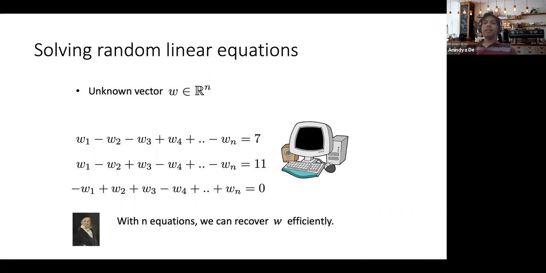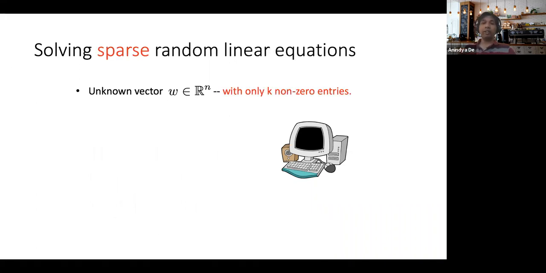Now let's add a twist to this question. What if you had additional knowledge about W, namely that the unknown vector W is k-sparse? By k-sparse, I mean a vector which has only k non-zero entries. Now that you have this knowledge, can you do better? The model is still the same. Every time the algorithm presses a button, it gets a random plus-minus-one signing of W.